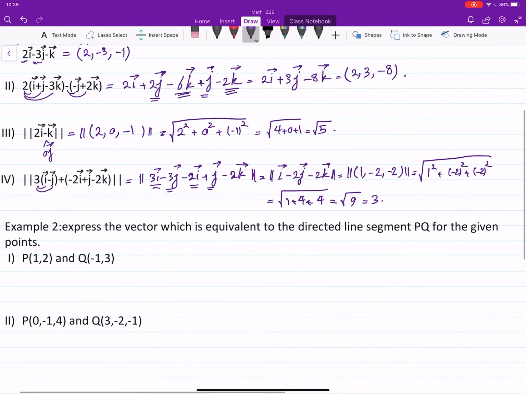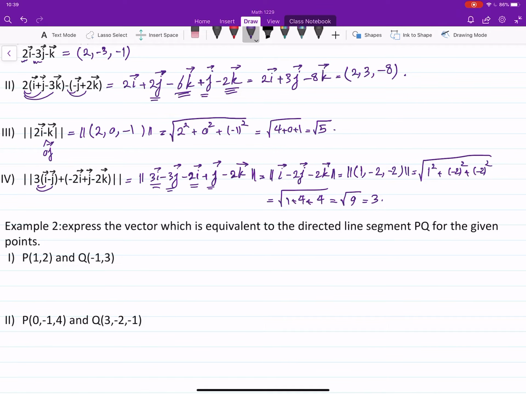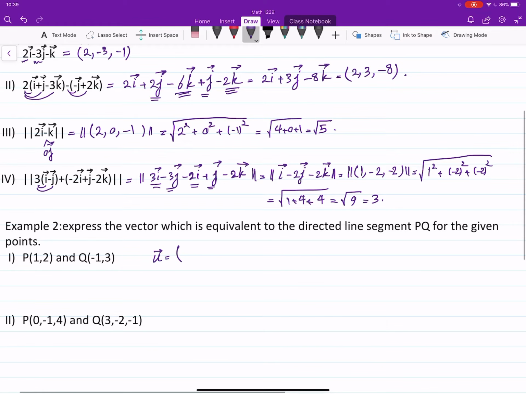Okay, example 2 is to express a vector which is equivalent to the directed line segment from P to Q. Remember, such a vector has the components that you get from subtracting the coordinates of the second or end point Q from the coordinates of the first or starting point. Here, this is negative 1 minus 1 and 3 minus 2. So the vector which is equivalent to the directed line segment PQ is negative 2 and 1.